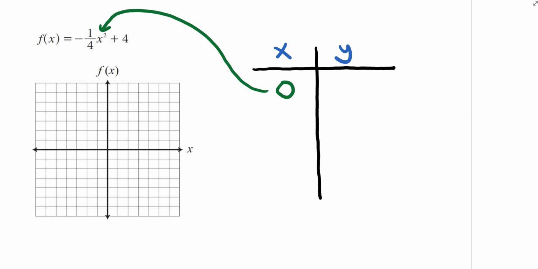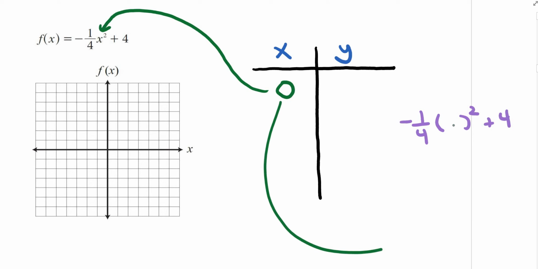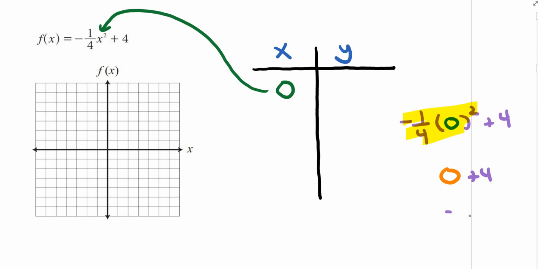Let me do the calculations right here on the side. So if I have negative 1 over 4, and there's a squared there, plus a 4, if I go ahead and plug in a 0 here, what you'll notice is that this whole expression, 0 squared times negative 1 over 4, just goes to 0. And then when you add 4 to it, 0 plus 4 is just 4. So 4 just goes in for the y variable right there.